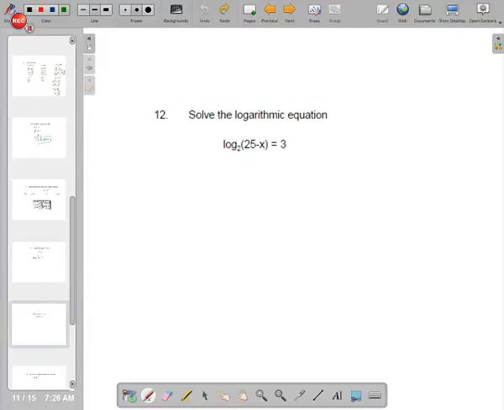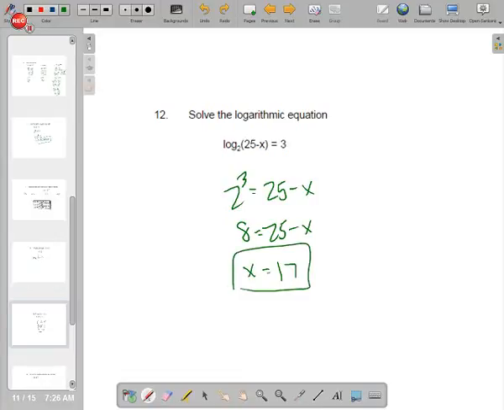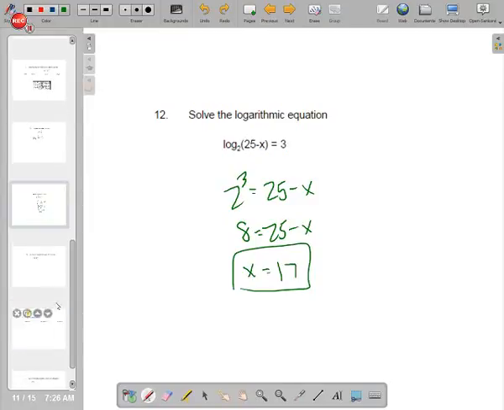Here we have a logarithm we need to solve, so I'm going to rewrite this as an exponent. 2 to the third equals 25 minus x. 2 to the third is 8. So if I subtract 8, I get 17, and I can add x, and I get x equals 17. And if I do 25 minus 17, I get 8, so 2 to the third is 8. Yep, that works.